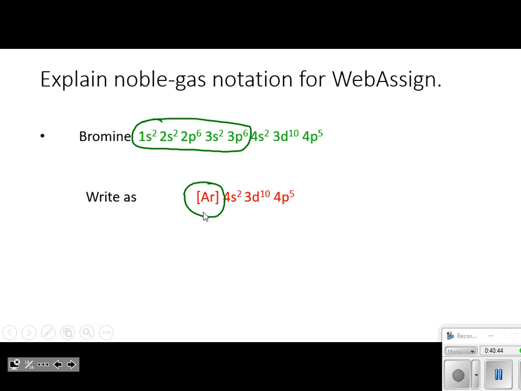Does that make sense? So, if they say to write the noble gas configuration, you put the noble gas in brackets and work from there.